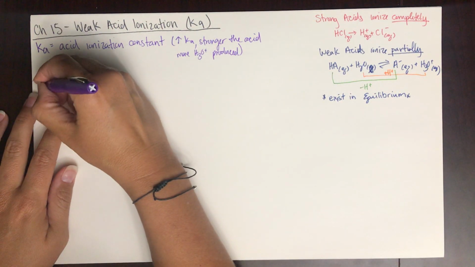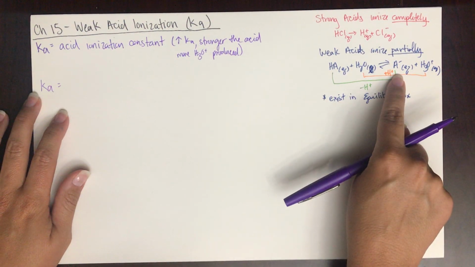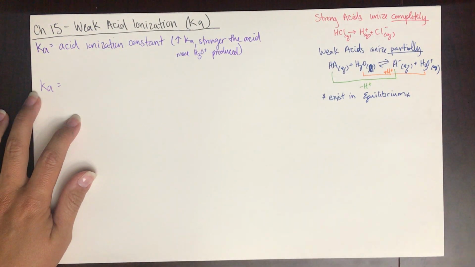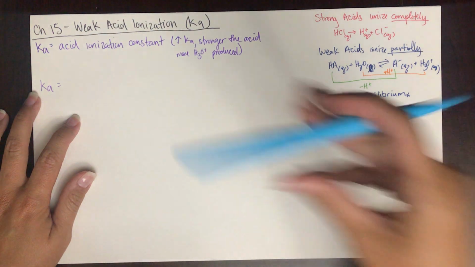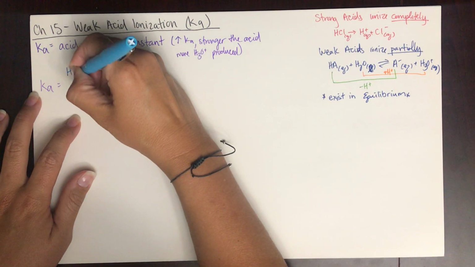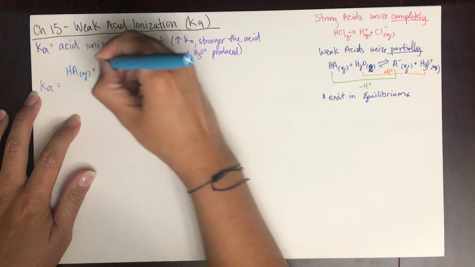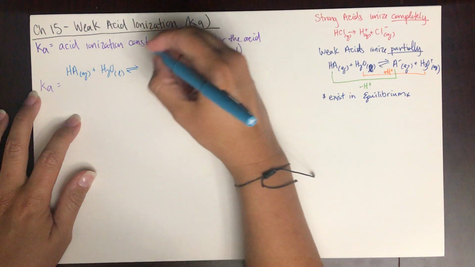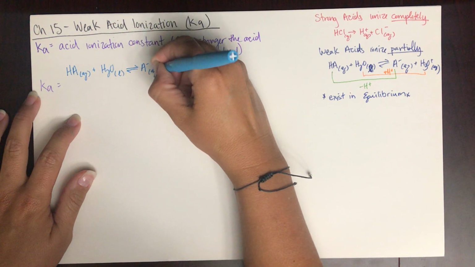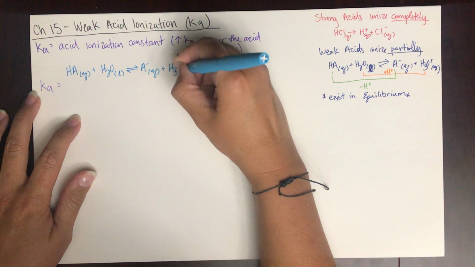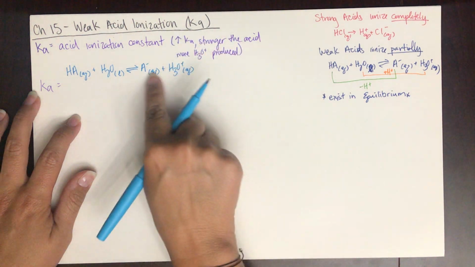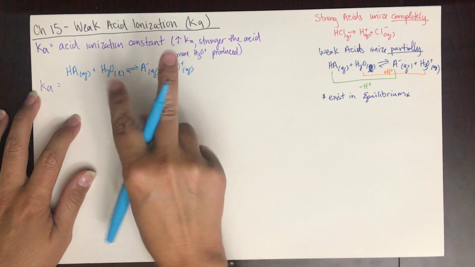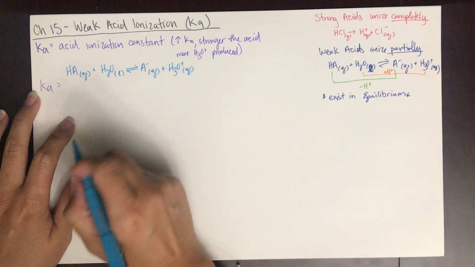So let's write the Ka. I'm going to write the Ka from my weak acid ionization. Actually, I'll write the weak acid ionization again over here. So I'll write HA aqueous plus water liquid is in equilibrium with A minus aqueous plus hydronium aqueous. And again, the order of these doesn't matter. The conjugate base of the weak acid and the hydronium, those could be flipped. It doesn't matter.